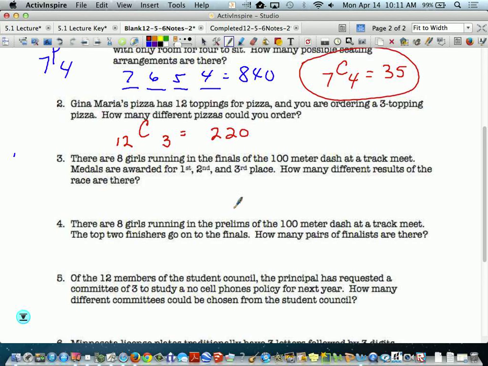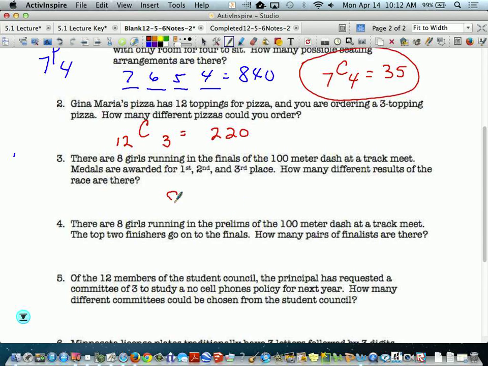220. There are 8 girls running in the finals of the 100-meter dash at a track meet. Medals are awarded for 1st, 2nd, and 3rd place. How many different results of the race are there? So we are definitely showing that order matters, because if you get 1st, you get 2nd, you get 3rd, that's a different medal that you're getting.